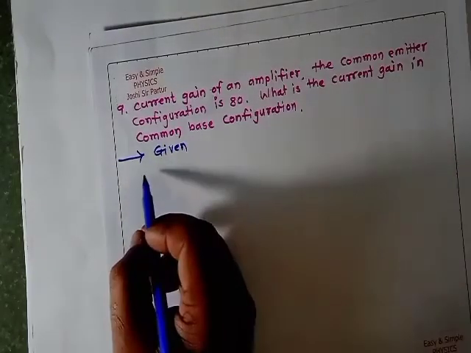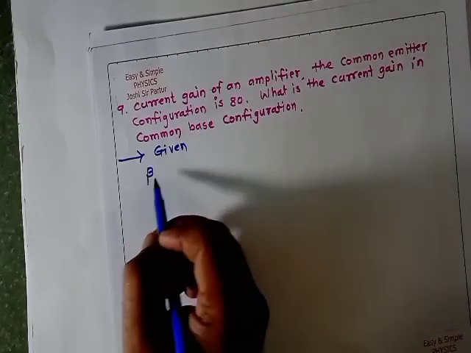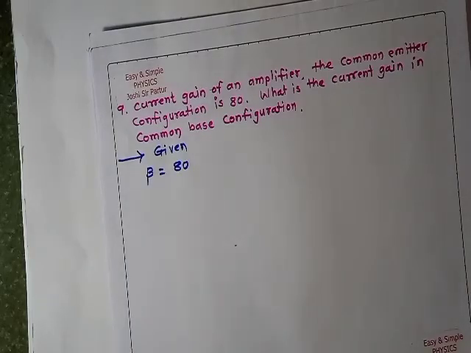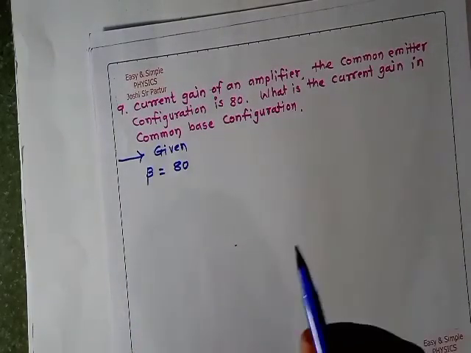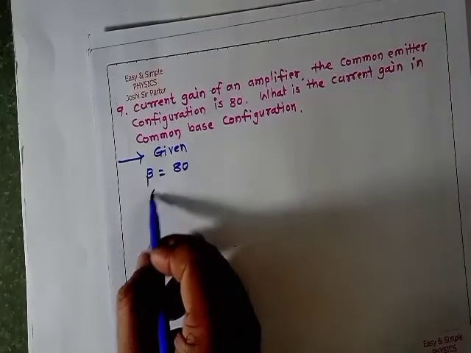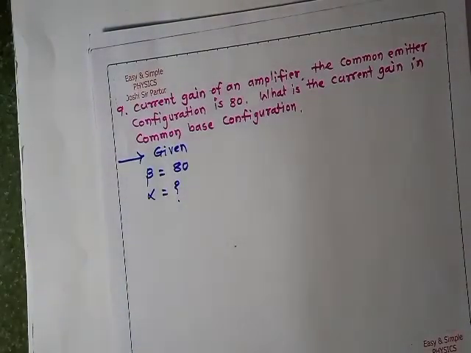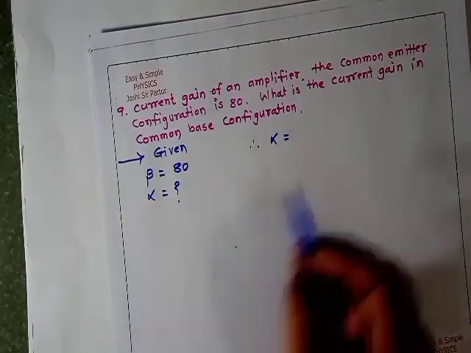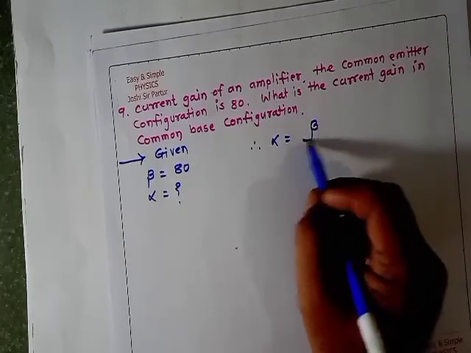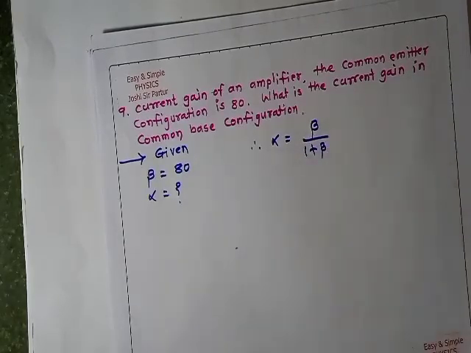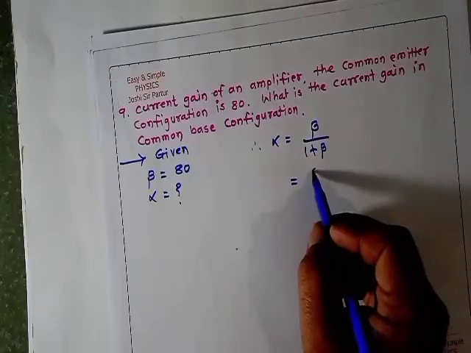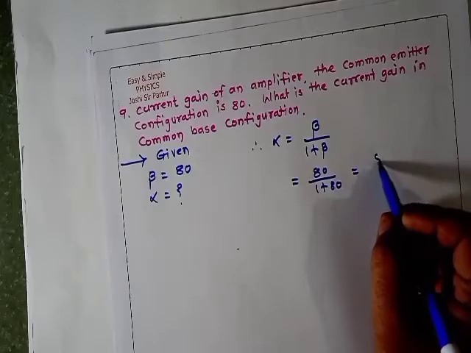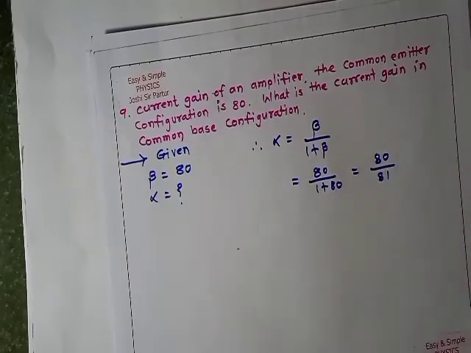Given the current gain beta as 80, find out the current gain in common base configuration, alpha. We know that the formula for alpha is equal to beta upon 1 plus beta. That will be 80 upon 1 plus 80. It is 80 upon 81.